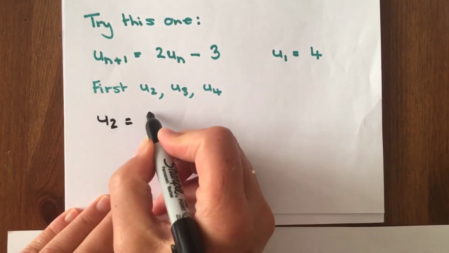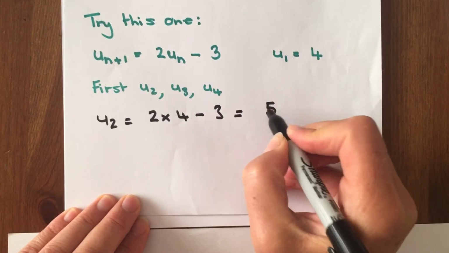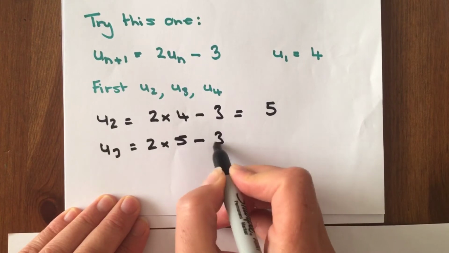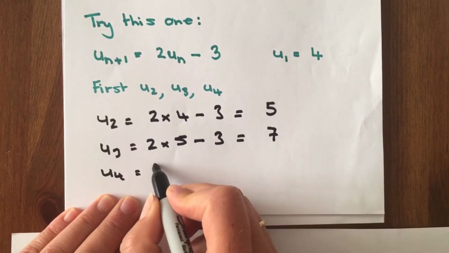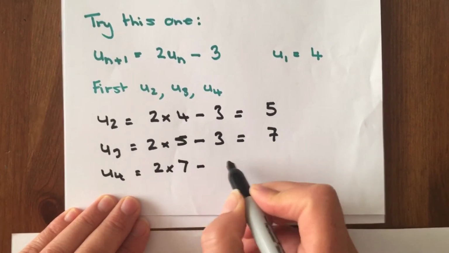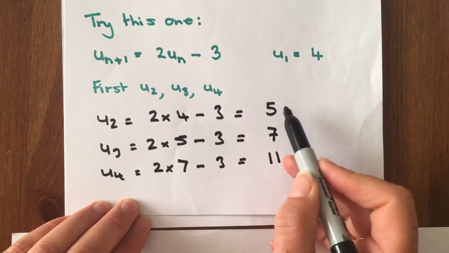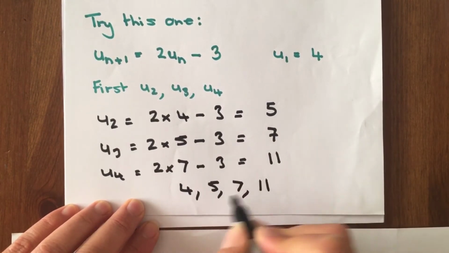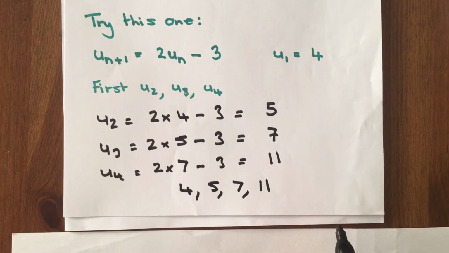So the second term is 2 lots of the first term, take away 1. So that's 5. The third term is 2 lots of the second term minus 3. So that's 7. The fourth term is 2 lots of the third term minus 3. So that's 11. It's gone up. So this is the sequence of numbers I get: 4, 5, 7, 11. Goes up 1, goes up 3, goes up 4. Not really an arithmetic or a geometric sequence.